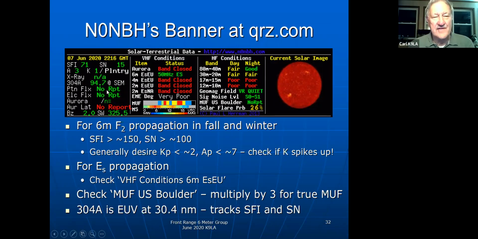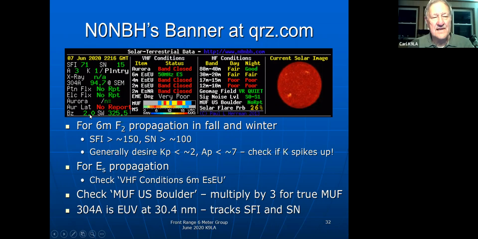Proton flux, that's how many protons are in the solar wind. Normally it's pretty low unless there's a big solar flare. Electron flux, that's at geostationary altitudes. Aurora is how much energy is in the auroral zone. Of course, it's pretty low if the K and A indices are low. Aurora latitude tells you how low in latitude people can see aurora.